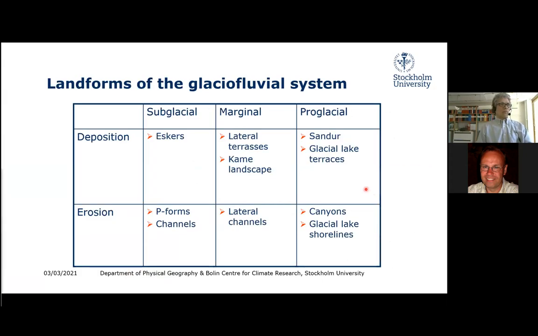There are lots of landforms: depositional landforms and erosional landforms. They can be subglacial, underneath the ice, they can be marginal, at the edge of the glacier or the ice sheet, and they can be beyond the ice, but you would need the ice in order to get these landforms. All these are forms that you could study. I'll just highlight three of them. One subglacial, which is the eskers that are produced in subglacial tunnels. Then lateral channels, which is an erosional landform where water flows along the edge of a glacier or ice sheet. And then one that tells us there was an ice margin that impounds lakes, and of the lakes, perhaps we see the shorelines.